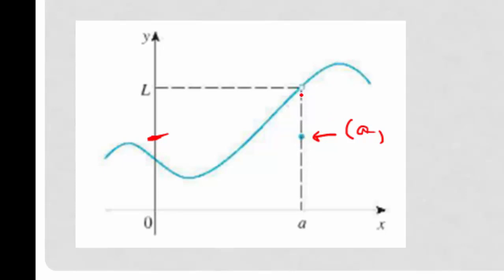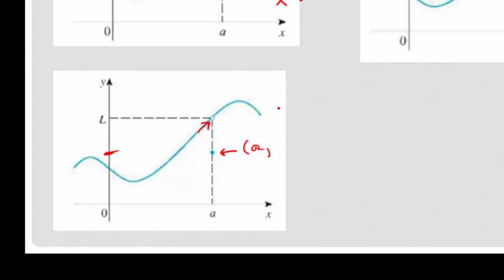But limits aren't about what happens when you plug in a. They're not about what happens at a. They're about what happens near a. As x approaches a on this function, the function is still approaching L. This is still true in this case. So in all three cases, I'm going to write it again. The limit as x approaches a of f(x) is absolutely equal to L.